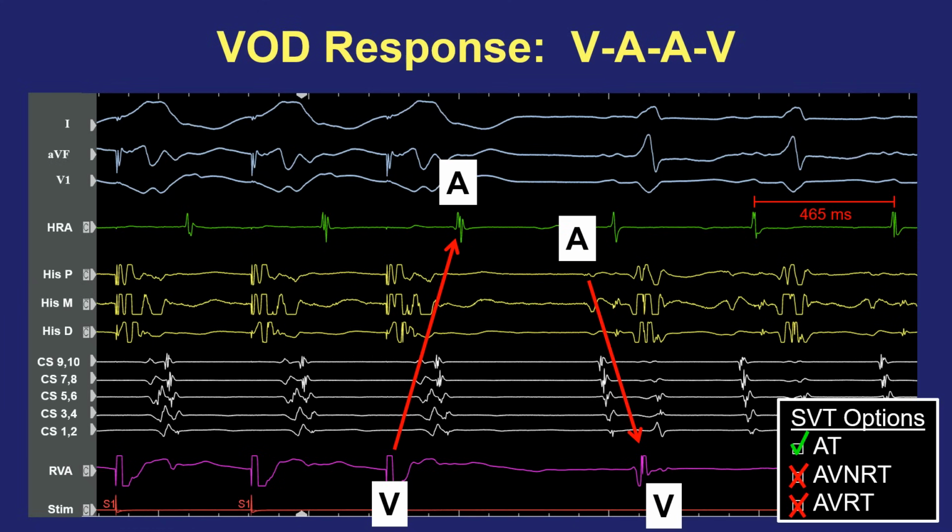This happened to be a Para-Hisian atrial tachycardia, so you have to be very careful when you ablate because you want to, of course, not damage the AV node or the His bundle, and this atrial tachycardia focus was close to both. It was successfully ablated.